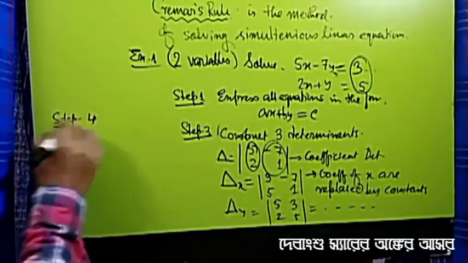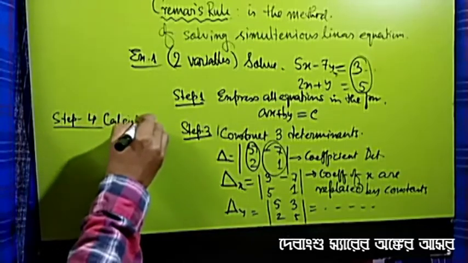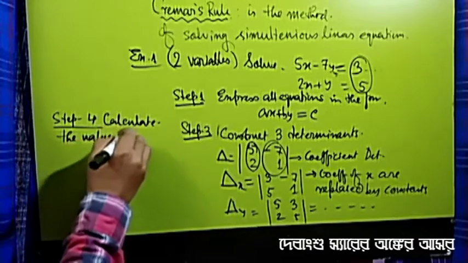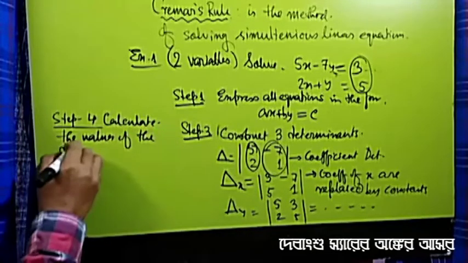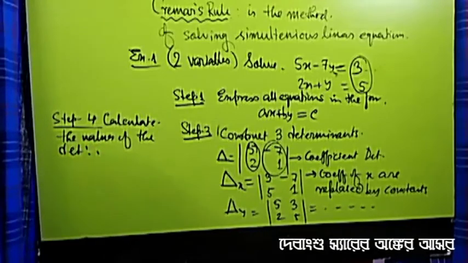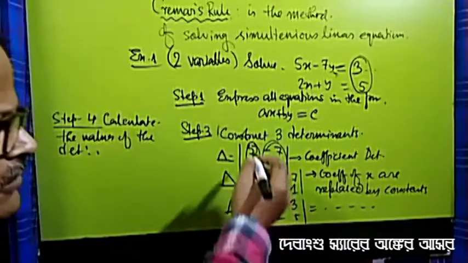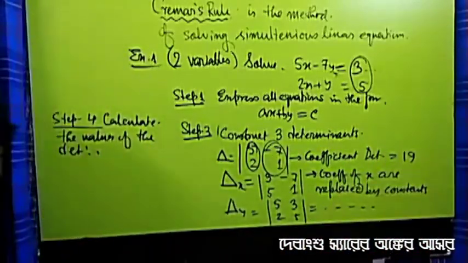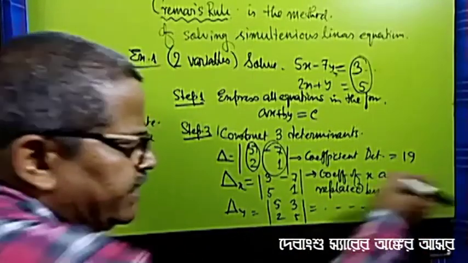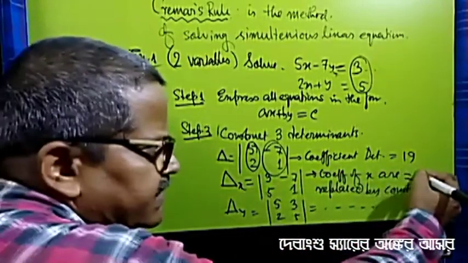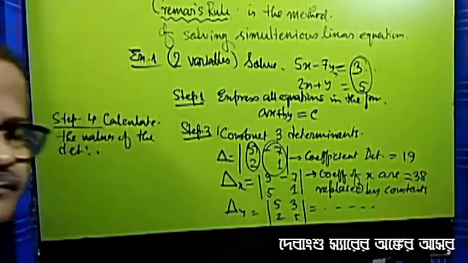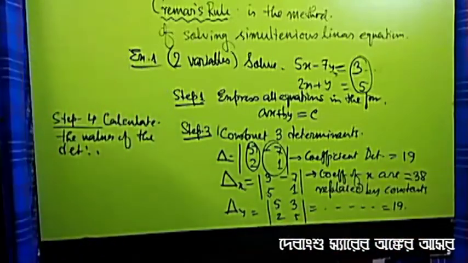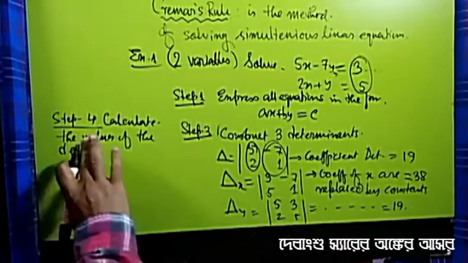Step 4. Calculate the values of the determinants. For example, the value of this determinant is 5 plus 14, 19. The value of this determinant is 3 plus 35, that is 38. The value of this, 25 minus 6, is equal to 19. So calculate the values. I have completed step 4.